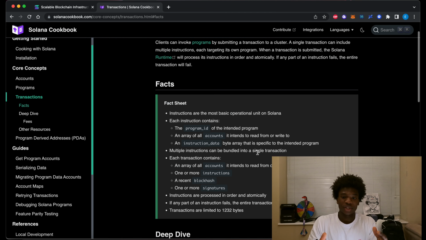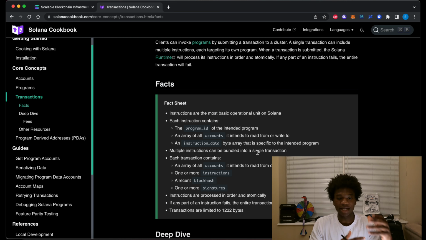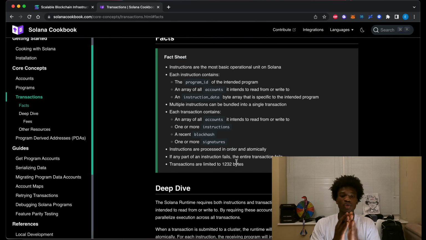When a transaction is submitted, the Solana runtime will process its instructions in order and atomically. If any part of an instruction fails, the entire transaction will fail. Fact sheet: instructions are the most basic operational unit of Solana. So they are essentially how things get done.